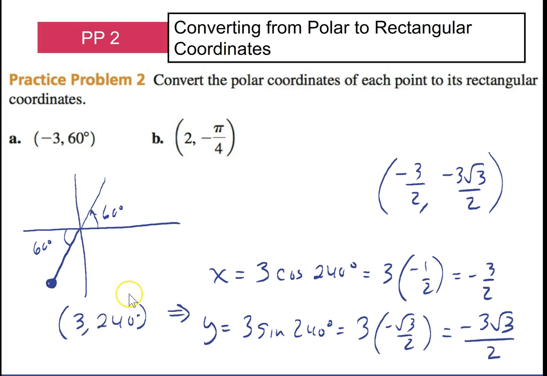All right, b. Let's try b now. 2 comma negative pi over 4. So what's the changes here? First of all, the r value is positive already. That's already good for us. The angle measurement is in radians, so that's one little funny thing there, and it's negative as well. So let's see what happens here.